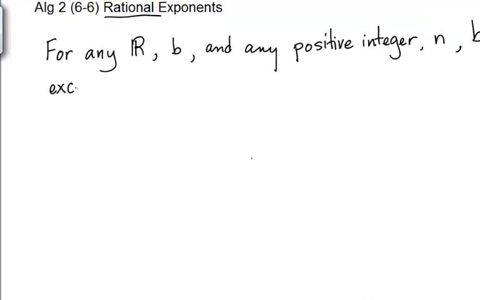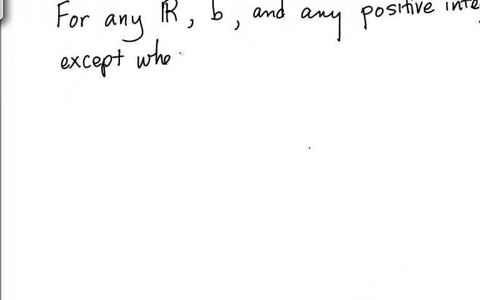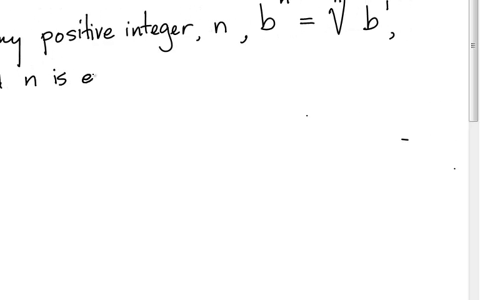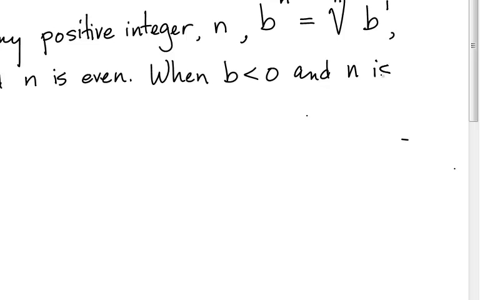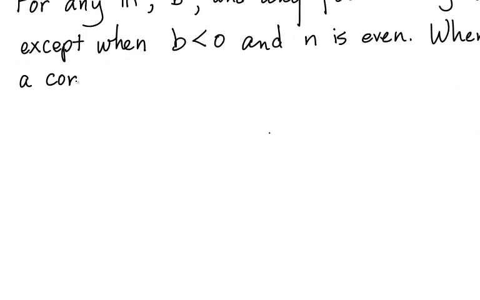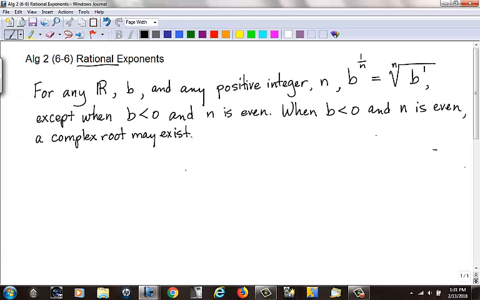except when b is less than 0, when b is negative, and n is even. The author puts a little disclaimer in the book: when b is less than 0 and n is even, a complex root may exist. So in other words, they're saying you might end up with an i value.